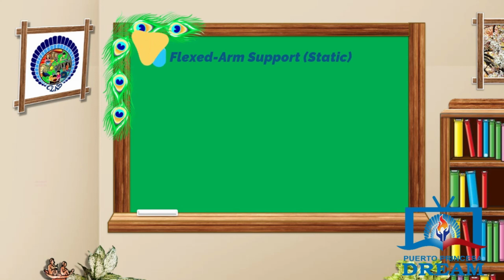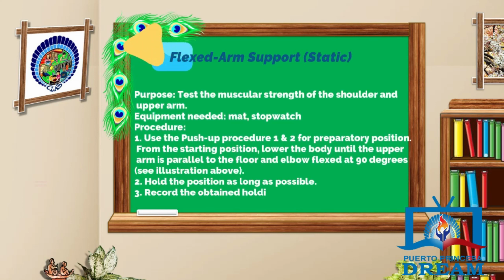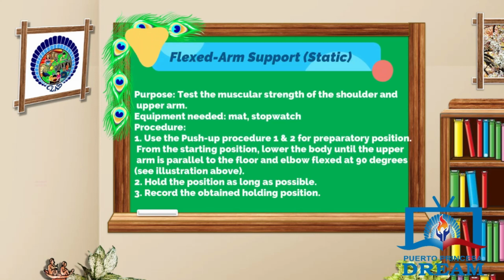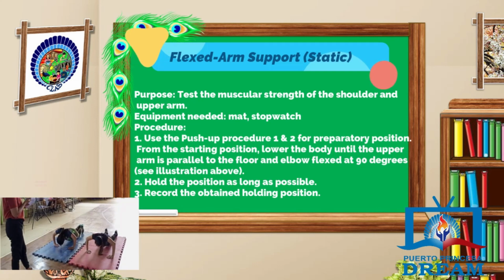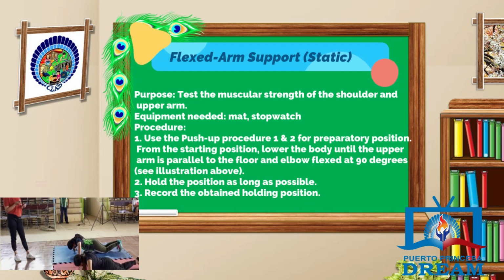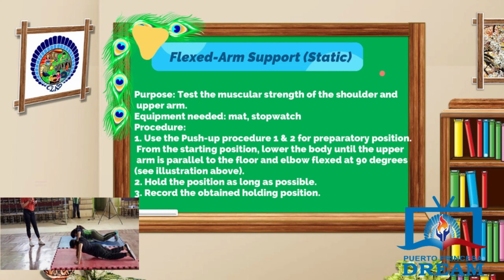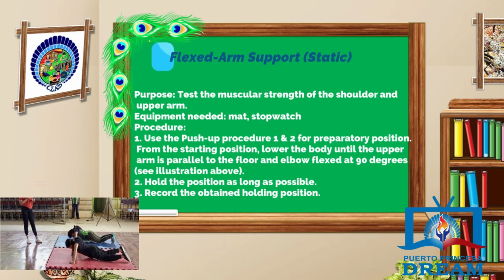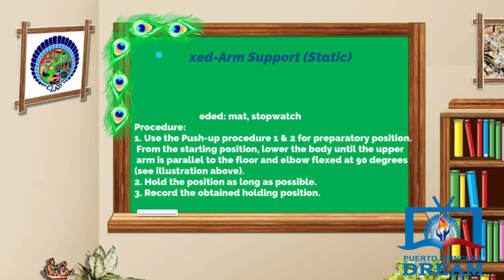Flex arm support. Purpose: test the muscular strength of the shoulder and upper arm. Equipment needed: mat, stopwatch. Procedure 1. Use the push-up procedure 1 and 2 for preparatory position. From the starting position, lower the body until the upper arm is parallel to the floor and elbow flexed at 90 degrees. 2. Hold the position as long as possible. 3. Record the obtained holding time.